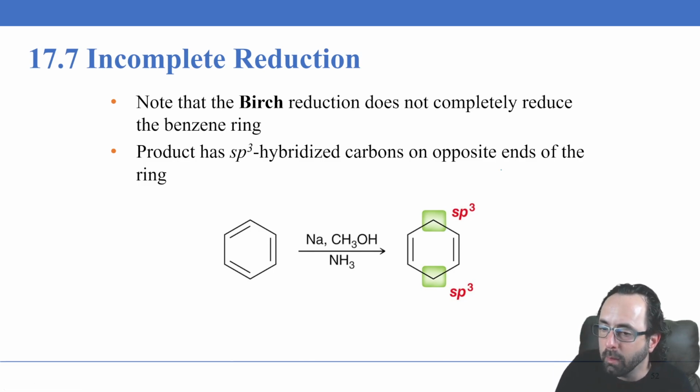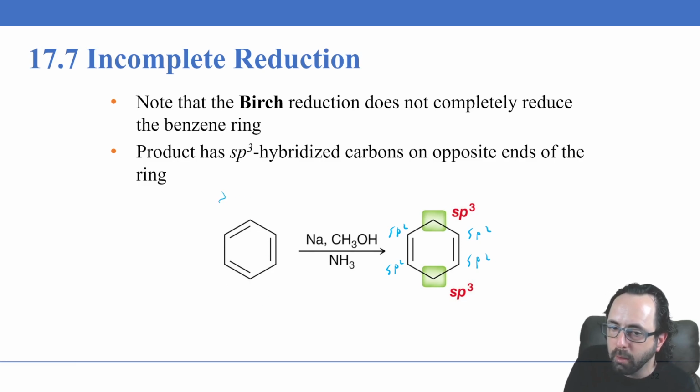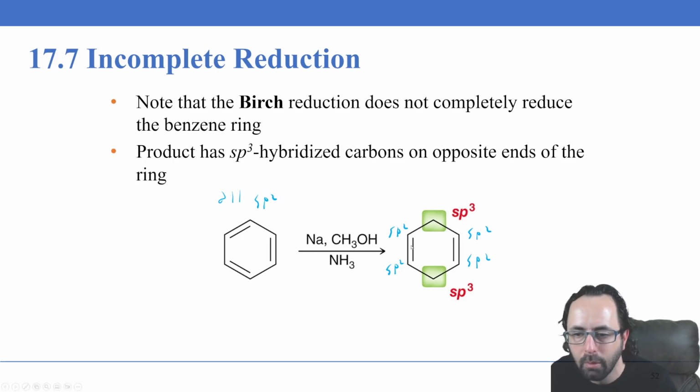Notice that these carbons here are now sp3 hybridized, while these ones here are sp2 hybridized. Before, they were all sp2 hybridized carbons on the benzene ring, and now 2 of them are sp3 hybridized and 4 of them are sp2 hybridized.